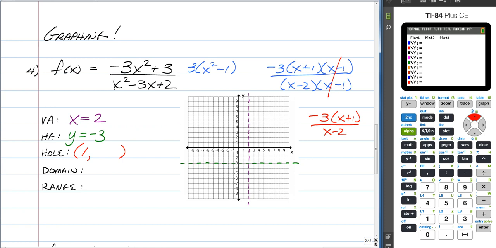Now, to finish up the hole, we just need to substitute 1 back into the equation. So negative 3 times 1 plus 1 would give us negative 6 over 1 minus 2, which would be negative 1. That would reduce to 1 comma 6. So if we go to 1 comma 6, we can sketch the hole.